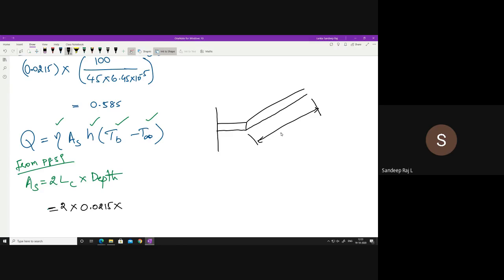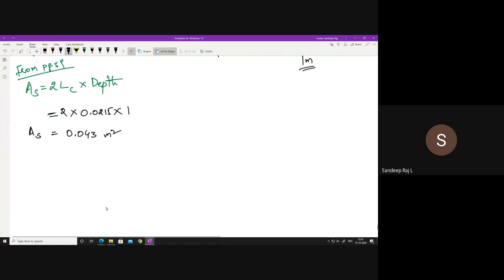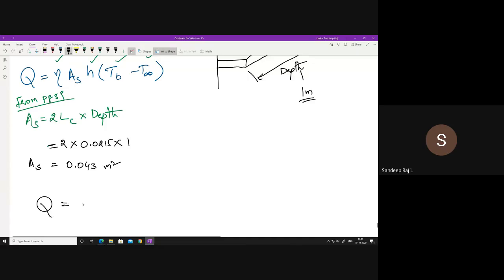See, if it is not given in the question, what you have to do is take it per unit depth. That is 1 meter. So you substitute 1 here and get this AS. Tell me what is this AS now? 0.043 meters square. That is your AS. Now you can simply substitute these things into your Q. The Q is equal to the efficiency value. Just now you got it as 0.82, and the AS value you got as 0.043, and the H value 299.3.